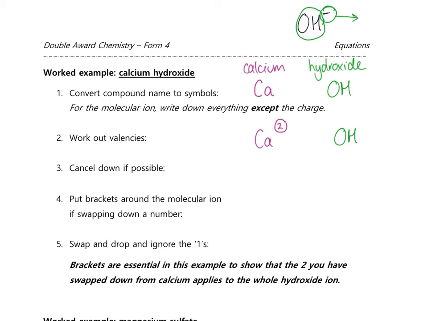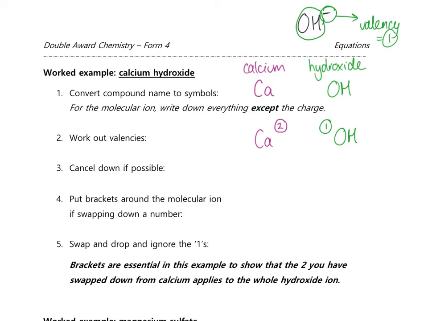So if this is OH minus, then my valency is equal to 1. It's sometimes worthwhile working that out at the start of your working out. So I'm going to write that in the top left-hand corner so that these valencies are beside each other. Next part is cancel down if possible, and this is an important step just as we were doing last time round. Can we cancel this down?